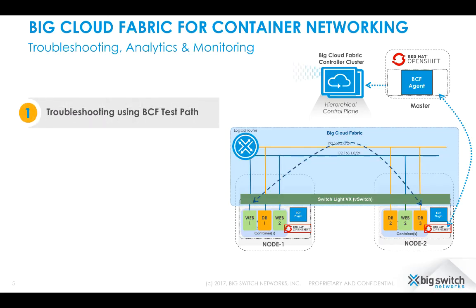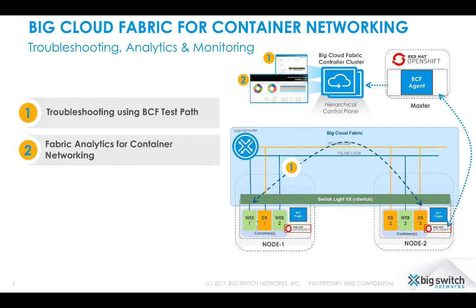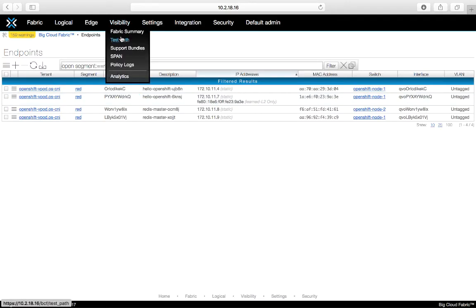Now with application containers deployed, let's look at the BCF monitoring and troubleshooting tools for Red Hat OpenShift container networking. BCF provides a test path feature, which can be used for connectivity tests between 2 container endpoints from the BCF controller with a couple of clicks, and no box-by-box troubleshooting required.